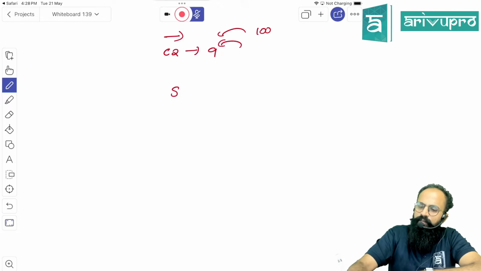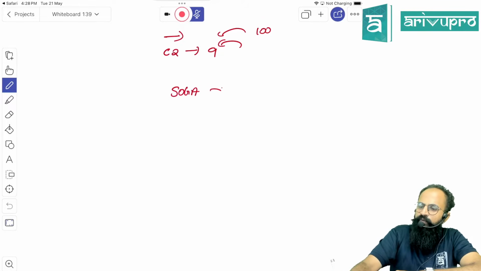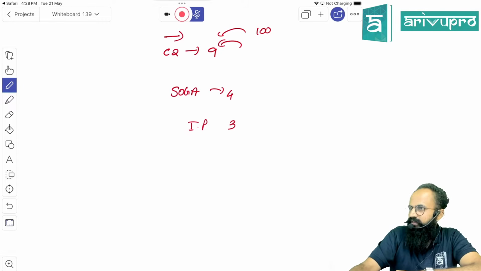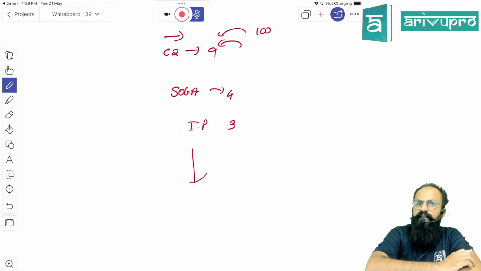After those, people, there is one more act called Sale of Goods Act. Under this, we have 4 units. After that, Indian Partnership Act, 3 units. And after that, we have only standalone chapters: LLP, Companies Act, as well as Negotiable Instruments Act. So these are the 7 chapters that are there in your syllabus.